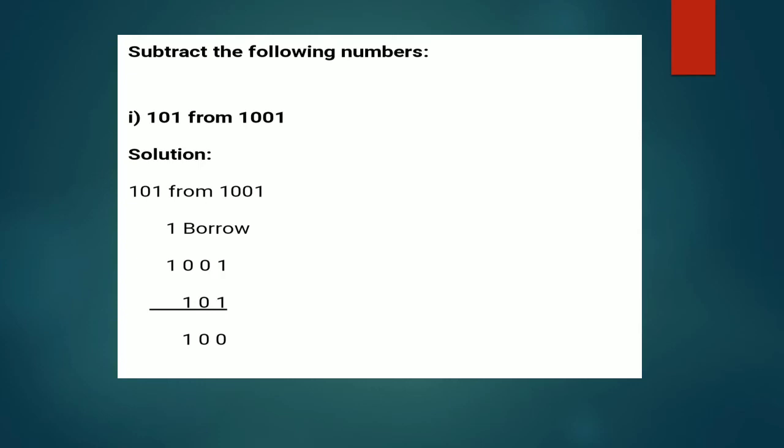See, in this example, 2 binary numbers are there. One is 1001 and it is subtracted by 101. Here 1 minus 1 is 0. 0 minus 0 is 0. And 0 minus 1, we take borrow 1 from the next bit, that is 1. It is clear to all? Yes.